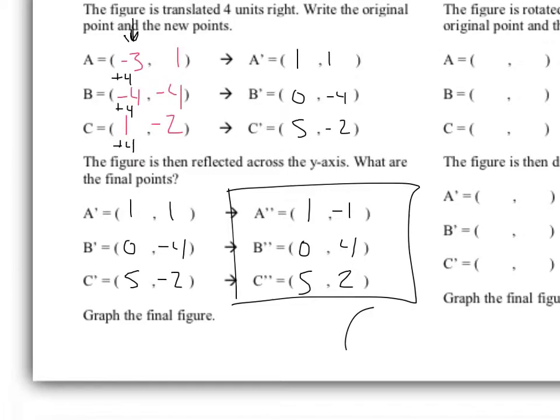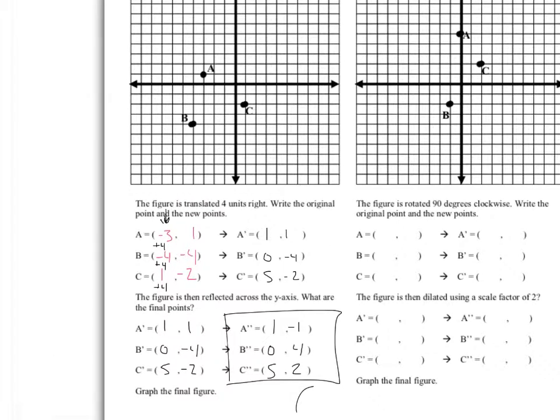It says to graph the new figure. So 1, -1. This is A prime prime. This is after both transformations. 0, 4. This is B prime prime. And 5, 2. This is C prime prime.